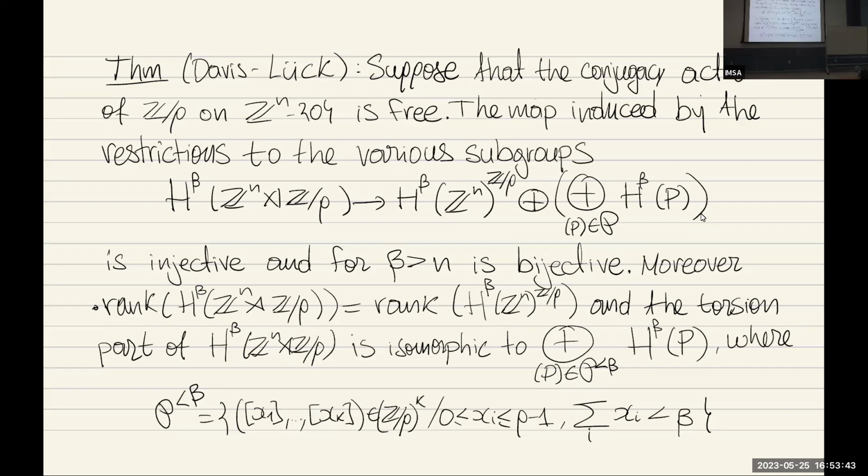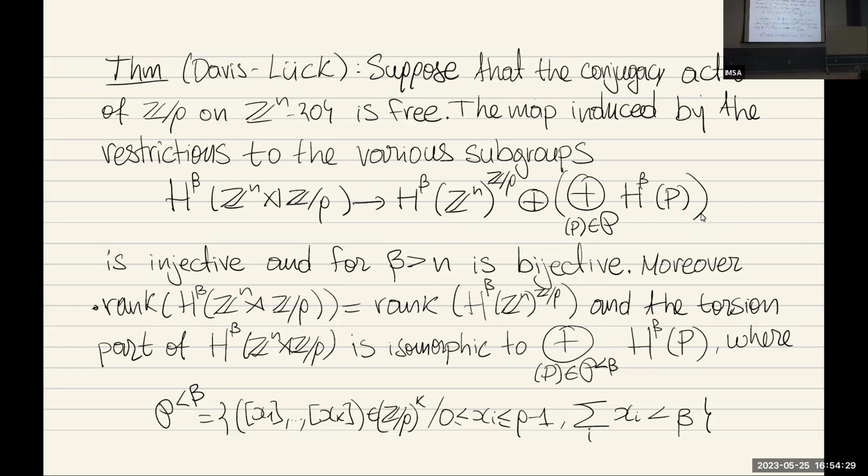Okay, second theorem. This is a theorem of Davis and Lück. Suppose again that the conjugation action of ZP on this set is free. Then the map induced by restrictions to the various subgroups goes from the cohomology of the group to the ZP invariant part of the cohomology of the torsion-free part, direct sum with these cohomology groups, that is, the cohomology of the representatives of the conjugacy classes of maximal finite subgroups. This map is injective, and for beta greater than n is bijective.